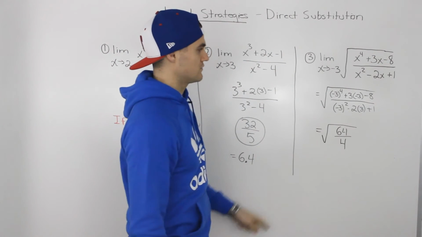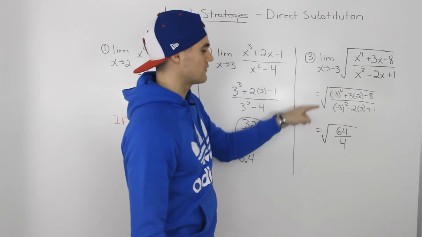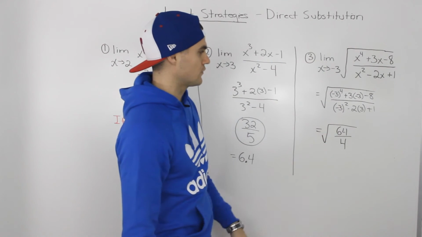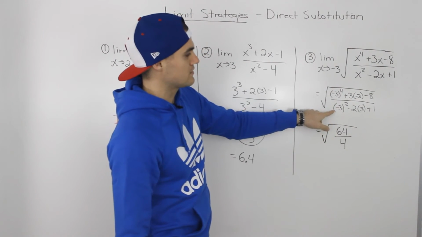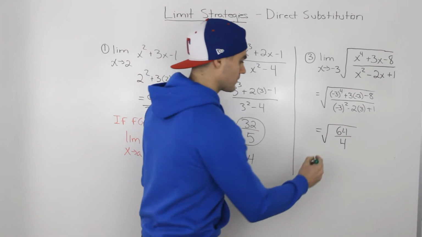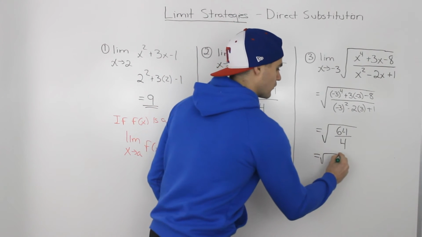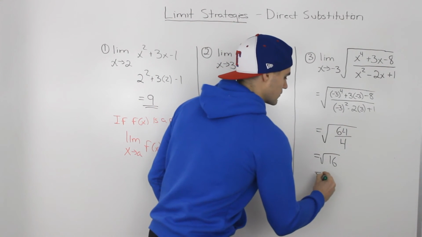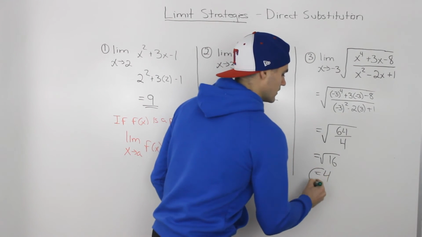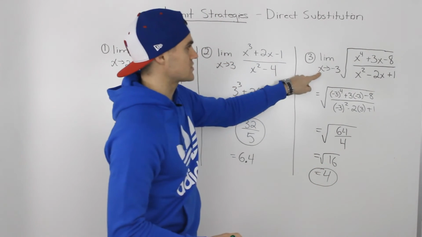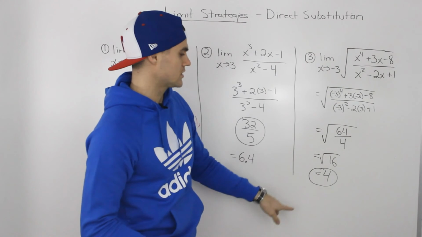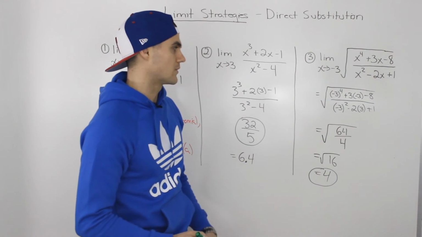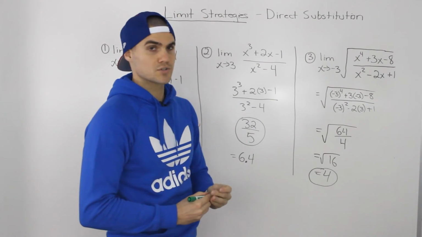So then when we actually evaluate the numerator, it would be 64. When we evaluate the denominator, it would just be 4. 64 divided by 4 gives us 16, and the square root of 16 is 4. So the limit as x approaches negative 3 of this whole function is equal to 4. So direct substitution is pretty easy.